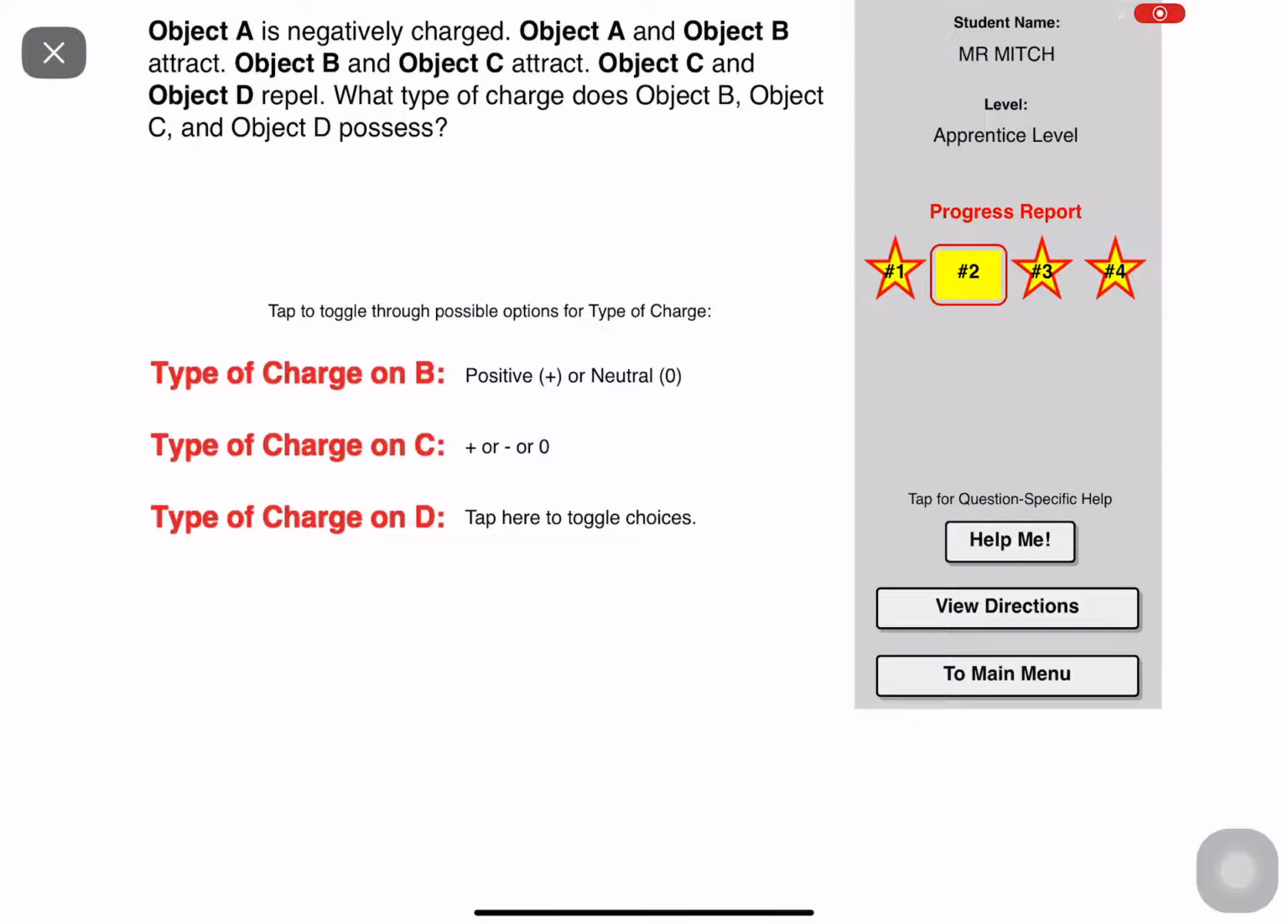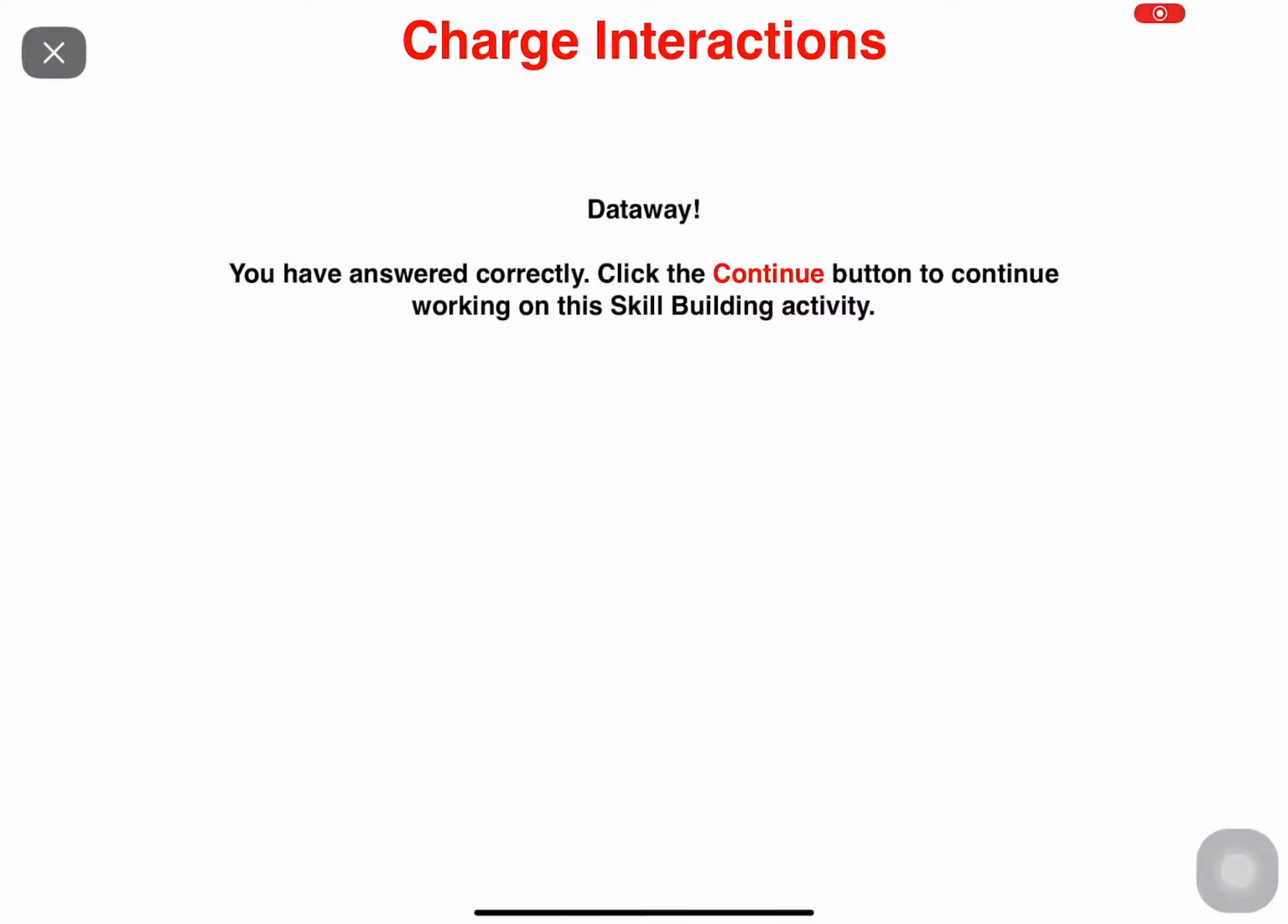Now it says C and D repel. Now we no longer have a neutral for C, because remember, neutrals don't repel, only positives or negatives. So C is positive or negative, and that must mean D could possibly be positive or negative because positives repel each other and negatives repel each other. Check answer.